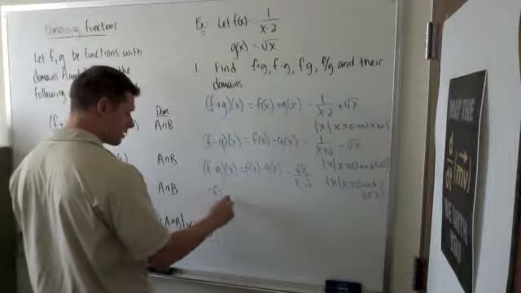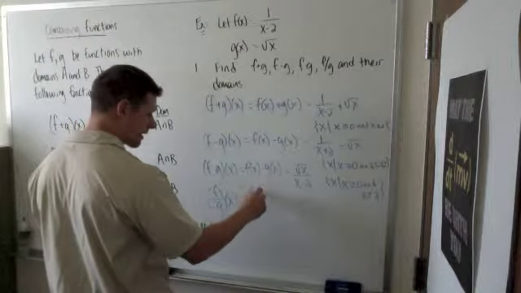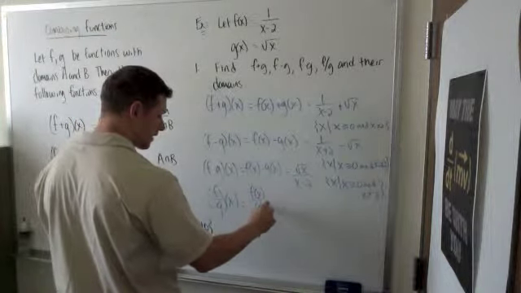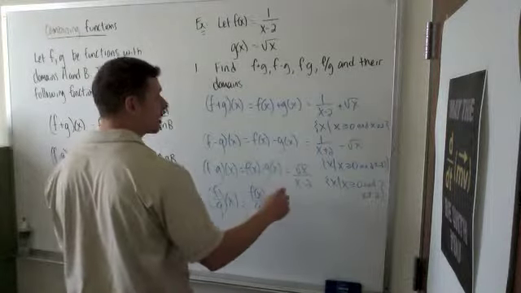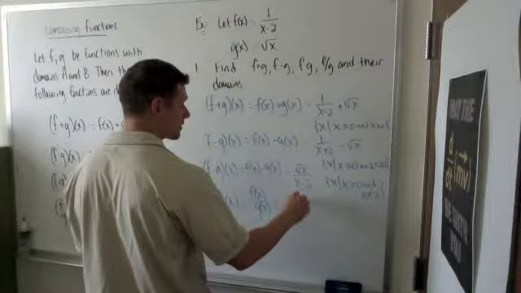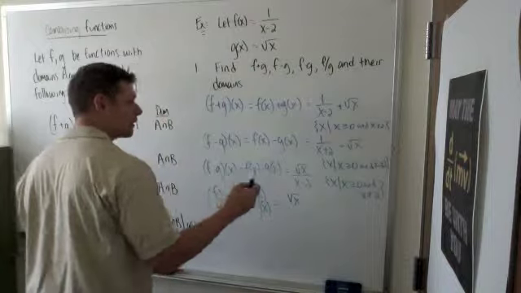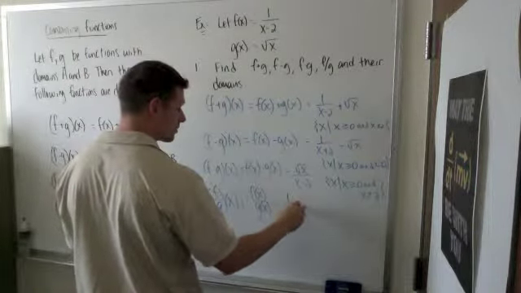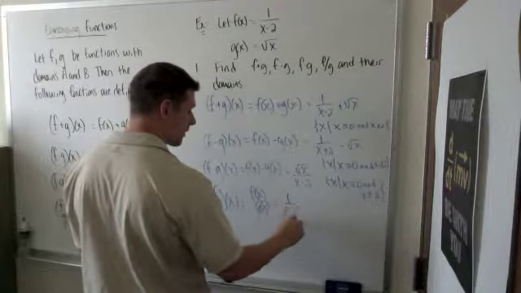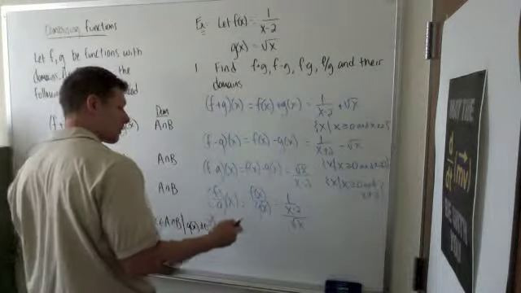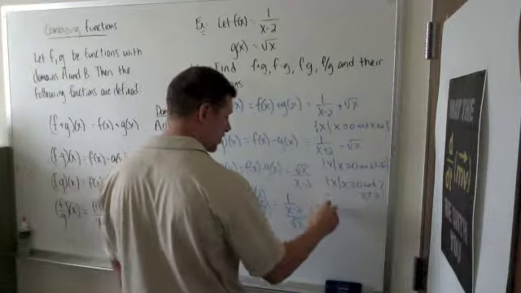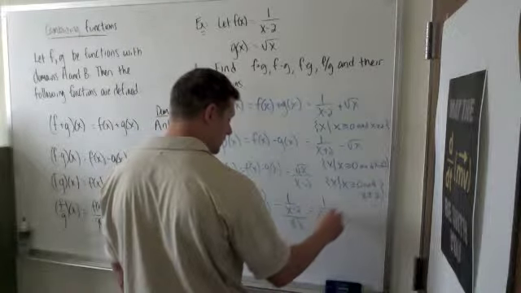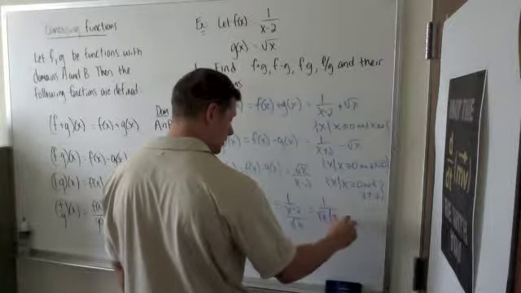Okay, lastly, we have the quotient. f over g of x, which is f of x divided by g of x. f of x is 1 over x minus 2, and we're dividing by root x, which is the same thing as multiplication by the reciprocal. This will be 1 over root x times x minus 2.